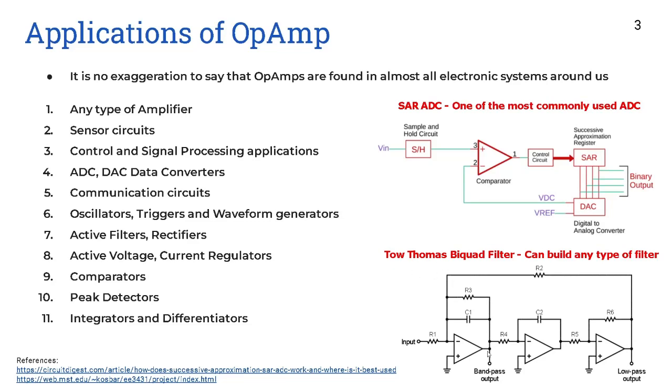And one more application is, as I talked about before, the filters. This is a Tow-Thomas biquad filter, as you can see in the circuit here. By slightly changing the resistors or capacitors, you can achieve any kind of filtered output, like a band pass output, low pass output, high pass output, or notch output. So this circuit can be used to build any type of filter. As you can see, the op amp has many applications, and it's very important for an electrical engineer to understand how an op amp works.